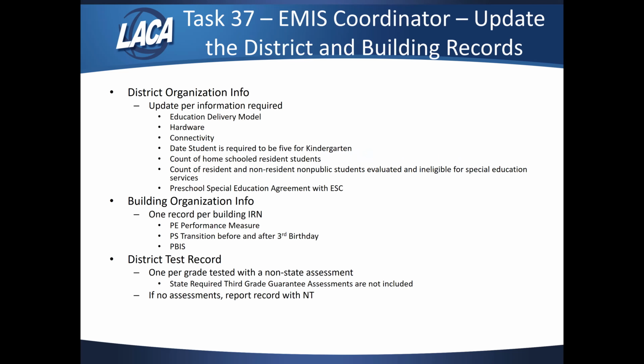Update the district and building records. On the EMIS maintenance district and building information, I'm going backwards, the district test record. One record per grade with a non-state assessment. So if you gave, say, Otis Lennon to your 2nd and 7th graders for gifted, then you would put in a district test record for 2nd grade and 7th grade. If you didn't test anyone using a state test, then you would add a record, say NT, none tested.